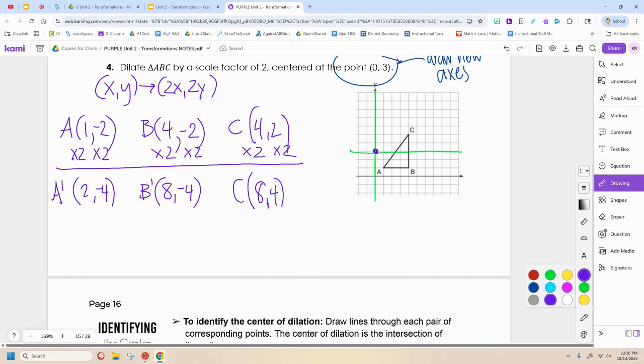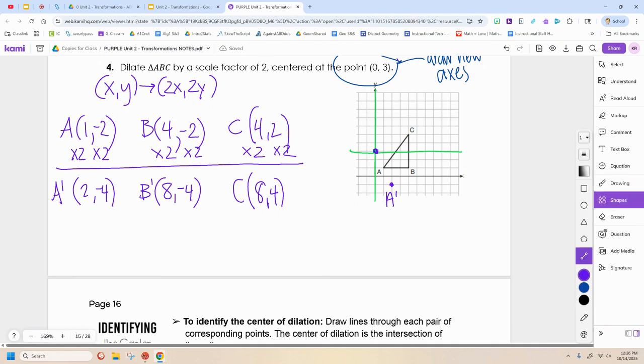Okay. So I go here and I'm going to plot A prime. I'm going to go over 2 and down 4. So 1, 2, 3, 4. Here is A prime. A good way to check if I'm on the right track is to simply draw that line. Are all 3 things aligned, right? So I know I'm on the right track if all 3 points lie on the same line.